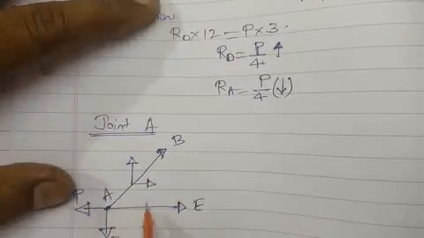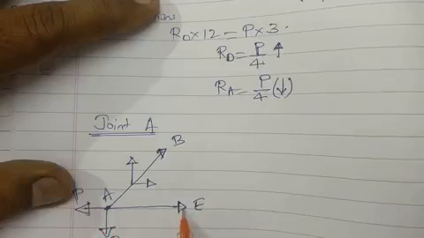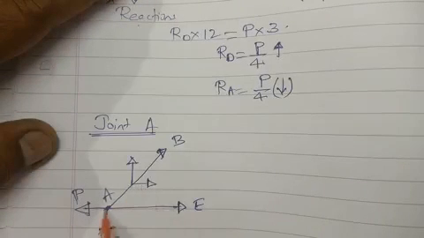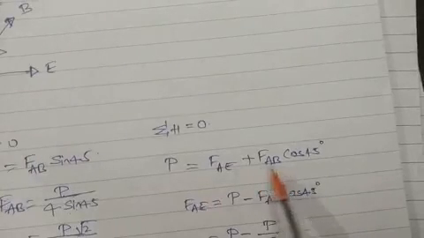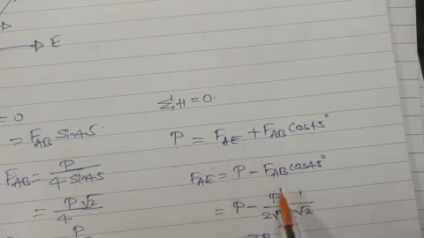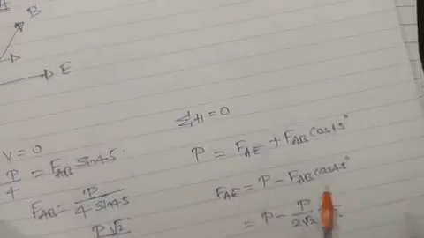In the same way, taking horizontal forces, 1, 2, 3 forces are there. 2 forces to the right side, 1 force to the left side. This is F_AE, no cos or sine because it is a horizontal force. This is P. Here it will be the F_AB component, so cos 45. So P is equal to F_AE plus F_AB cos 45 degrees. So F_AE will become P minus F_AB cos 45 degrees. F_AB we have got previously, we just put what we got, P by 2 root 2. So we will get F_AE is equal to 3P by 4.